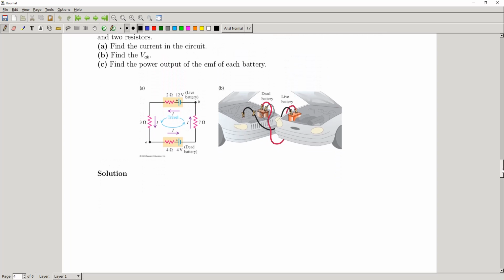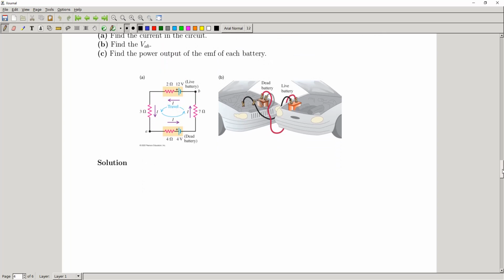So let's go around the loop and see what we get here. Starting at A, I'm going to go around counterclockwise. So the first thing that I encounter is the internal resistance of this battery here. We're going to be traveling in the direction of the current that we've guessed, right? So we guessed this direction for the current. We're traveling in that direction. So since we're going across a resistor in the direction of the current that we've guessed, it's going to come in with a minus sign. So the first thing we get is minus I times the resistance itself, which is 4 ohms.